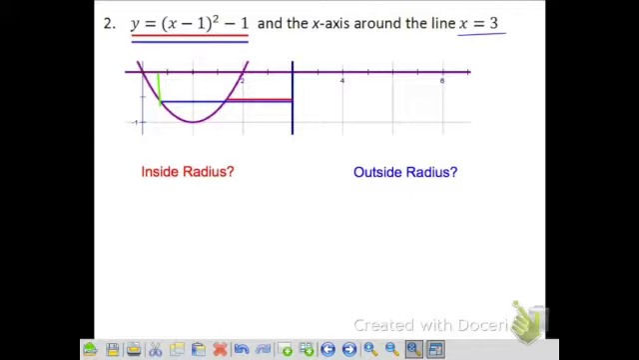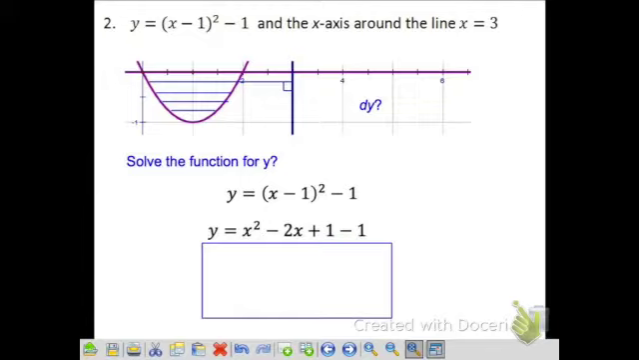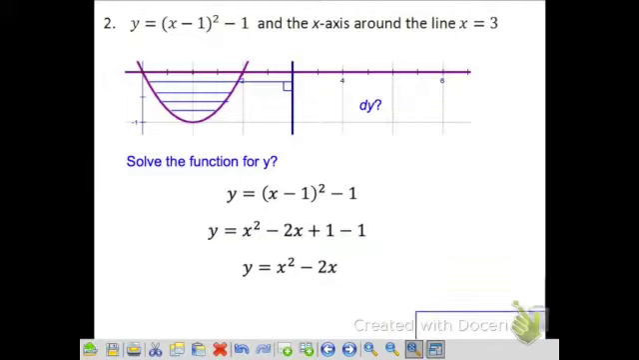The problem is we're not going to be able to solve this. If we try to solve the function for y, when we multiply it out, we're going to get x squared and x, and I just can't solve that for x in terms of y. And so I've got a little bit of a problem here. We need another method to do this.